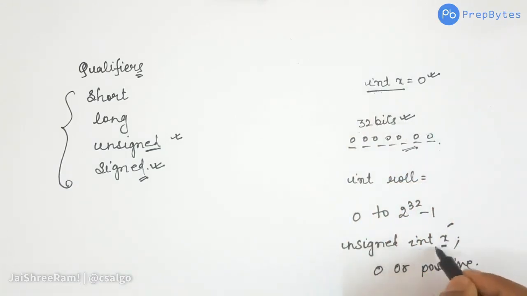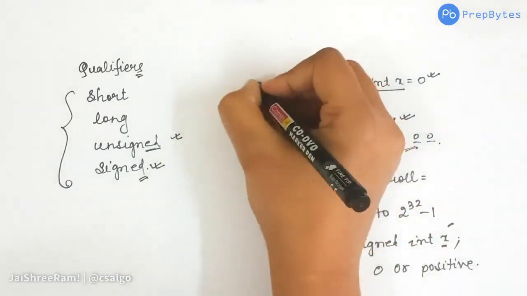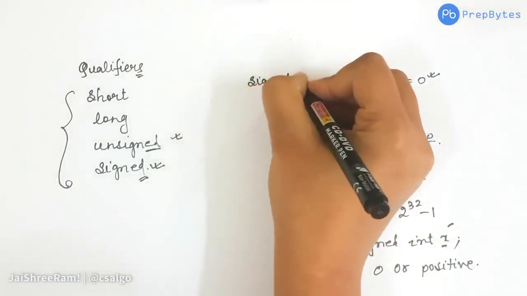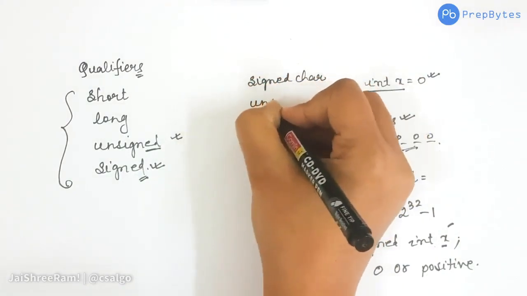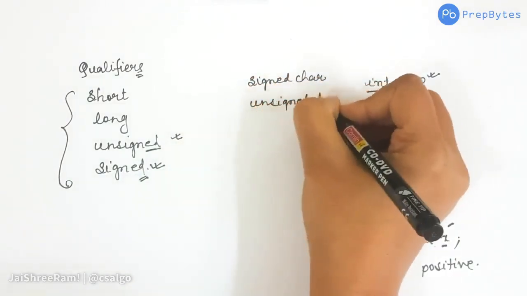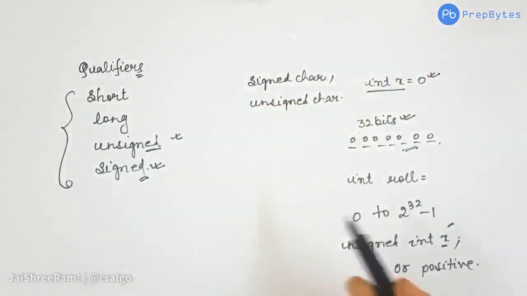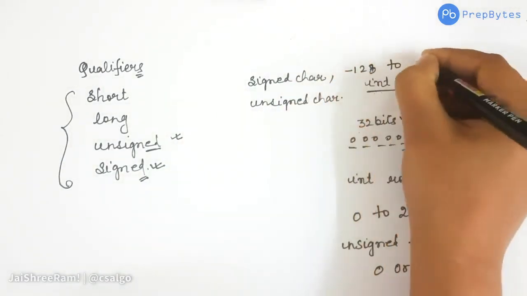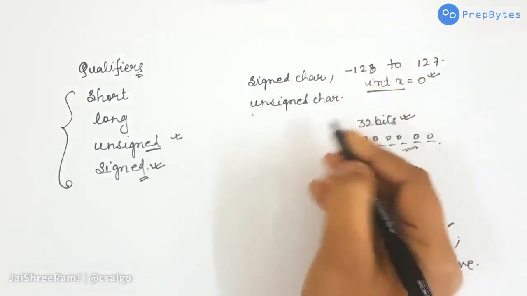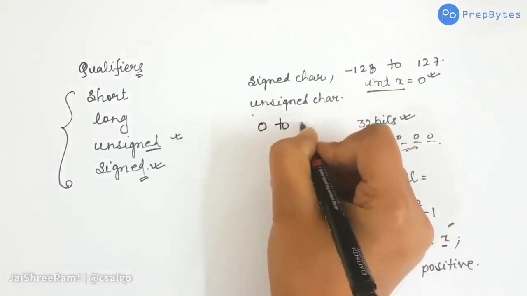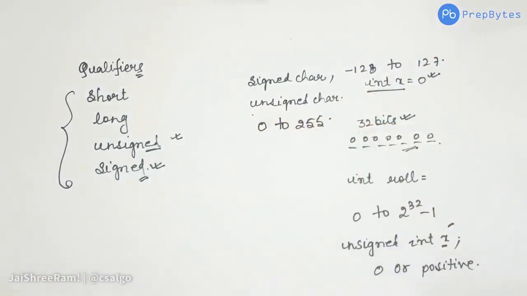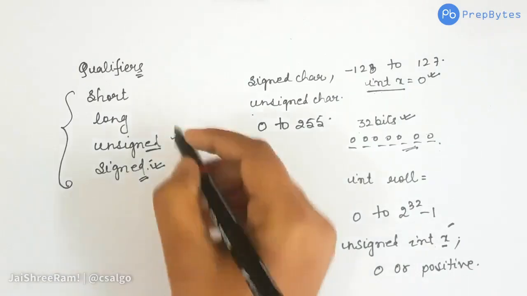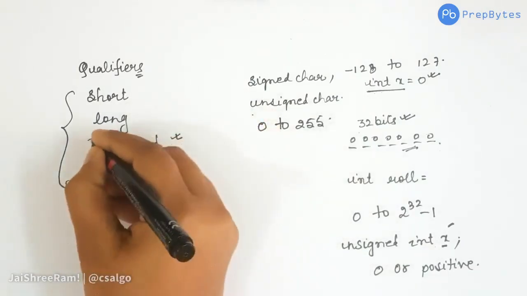So I can have unsigned int x, signed int x, or I can have signed char or unsigned char. In case of signed char, as we saw, we are considering the negative numbers as well, so we can store numbers from -128 to 127. In case of unsigned, the numbers that we can have are 0 to 255. In case of float, we only have signed float. We don't have unsigned float.